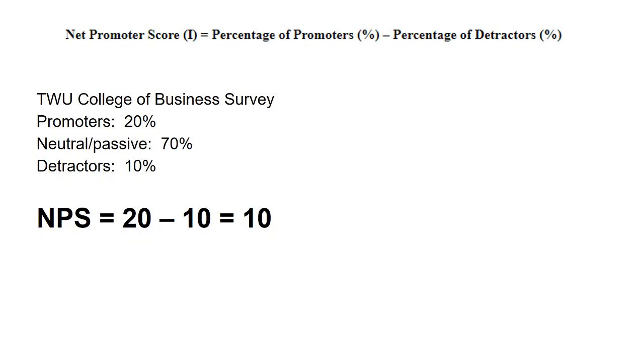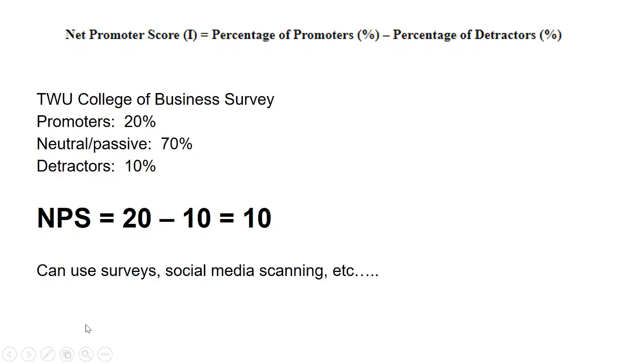What's a good score here? Well, the higher the better. So if you're the College of Business, are you happy? Probably not, only because you've got 70% that just didn't really commit one way or the other. They're just kind of neutral. So you want to do some things to try to convert those neutrals into promoters, and that should raise your Net Promoter Score. You probably already noticed that the neutral score does not figure into the Net Promoter Score number at all. Again, you can use surveys to determine promoters and detractors. You can also scan social media to see what people are saying. There are lots of things you can do here.